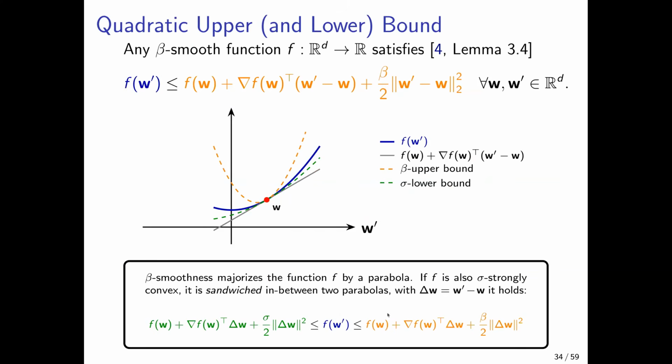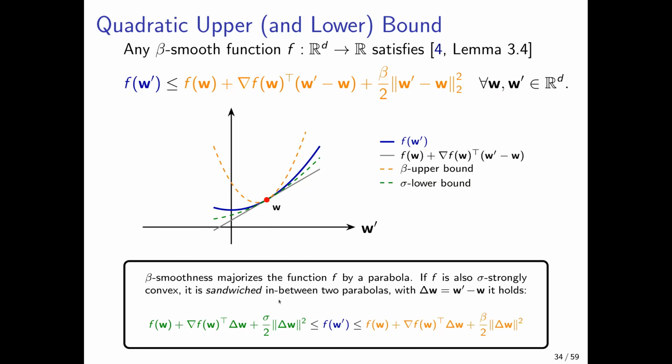And if a function is beta smooth, it also has some quadratic upper bound. Which means that if we have this function f here, then at any point w, we find some quadratic upper bound, which is this right-hand side here, and which also depends on beta, which characterizes the smoothness. And so in a way, beta smoothness majorizes the function by some parabola at every point.